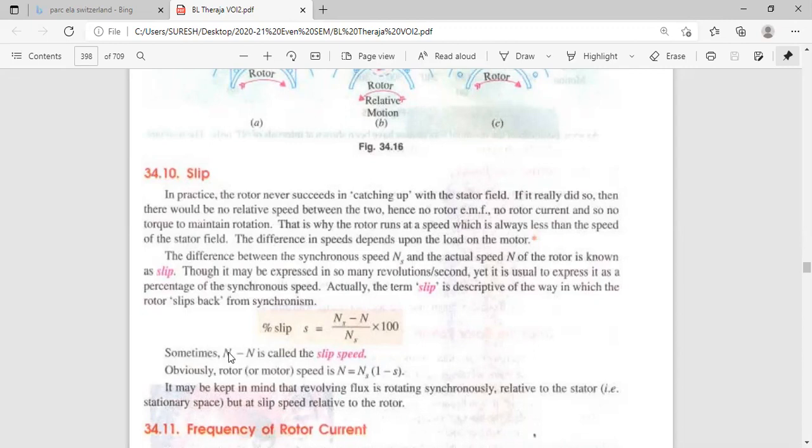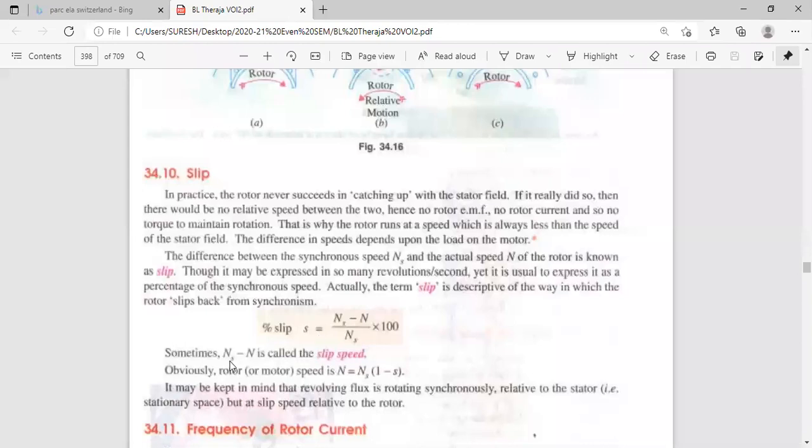What do you mean by slip speed? Ns minus n is the slip speed. Slip is (ns minus n) by ns. The difference of ns minus n is called slip speed. Have you written this formula? Slip. Yes, sir. And also write slip speed.